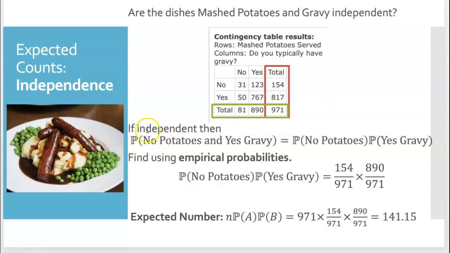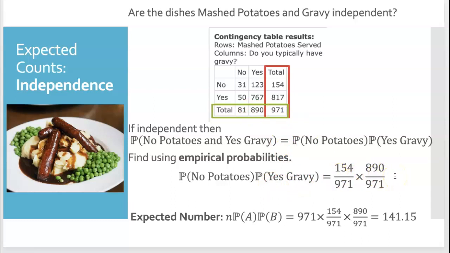So it says if independent, then the probability of no potatoes and yes gravy equals the probability of no potatoes times the probability of yes gravy. We're just using that independence here, but we have to estimate the probability of no potatoes and the probability of yes gravy. So we're going to use empirical probabilities, finding percentages like we did before. The probability of no potatoes is 154 over the total 971. The probability of yes gravy is the 890 yes gravy over 971. So we get our two empirical probabilities here.